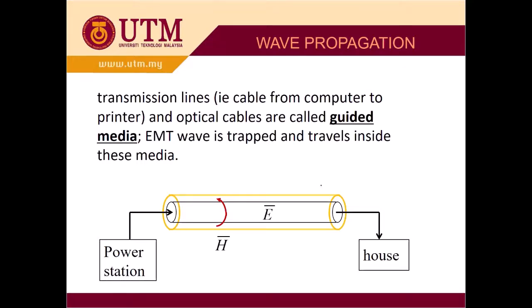As can be shown in this figure, you can see that from the power station, we can supply the wave from the input, and it will travel through the media into the output. So it will travel inside.